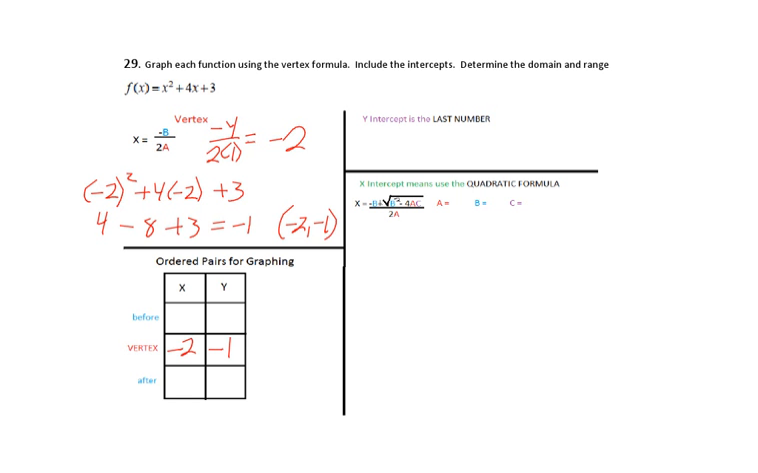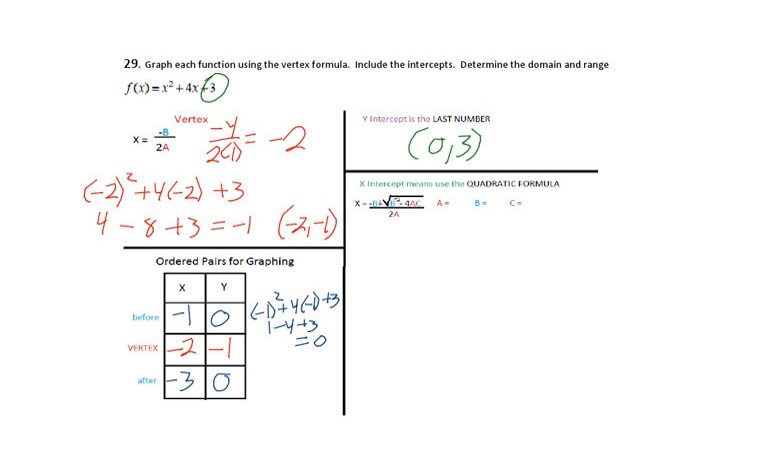So I'm thinking before and after. So I like negative 1 and negative 3. If I plug in negative 1, that's going to be negative 1 squared plus 4 times negative 1 plus 3. So 1 minus 4 plus 3, that is equal to 0. And if that's 0, that means this is also 0. Y-intercept is the last number. The last number is 3, so therefore it's 0, 3.